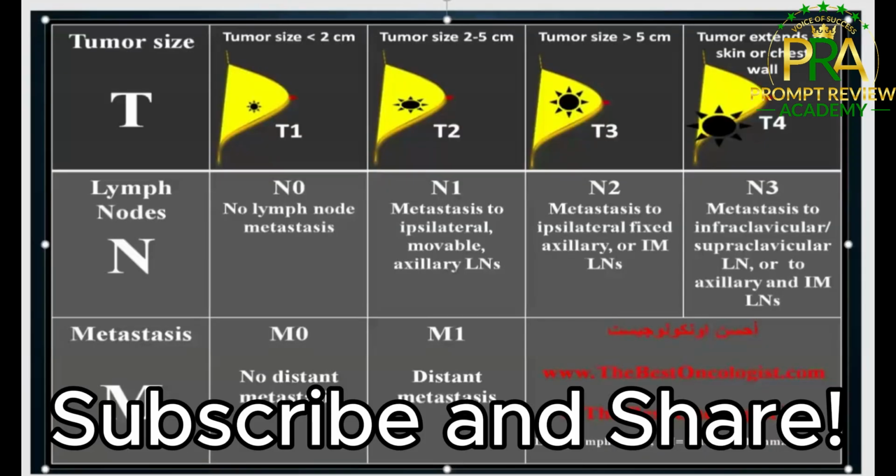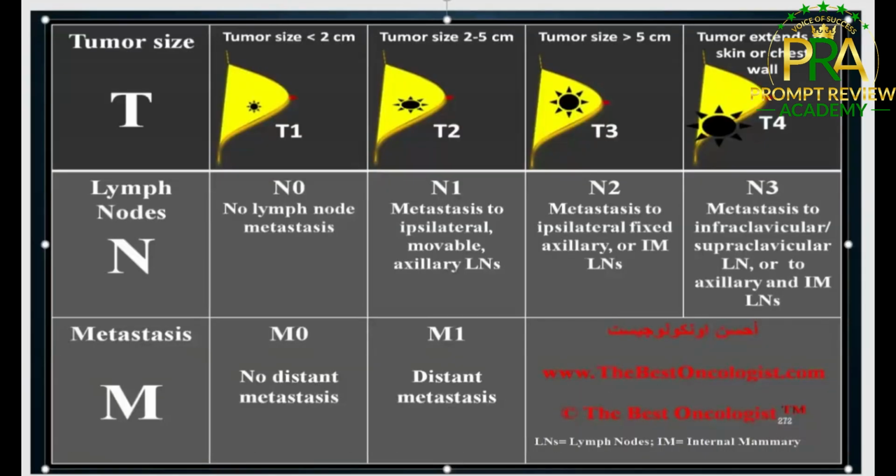So this is your, we call it the TNM staging. Okay, so we have tumor size. Sometimes in the exam they can ask you what T represents. T represents the tumor size, N represents the lymph node, and M represents metastasis.